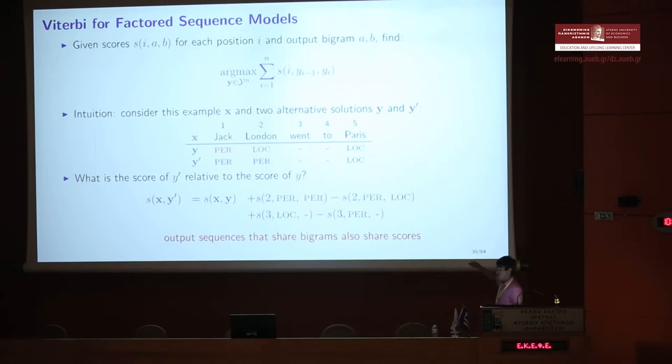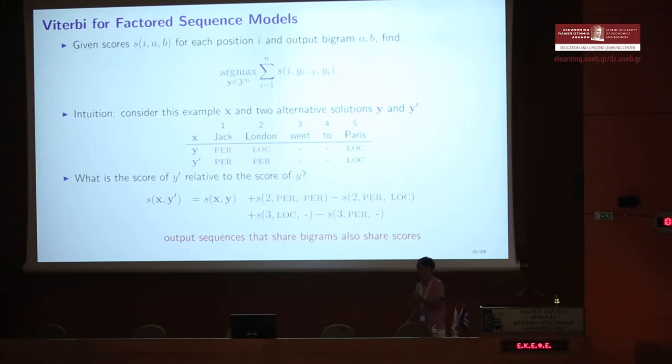So if I make one change, I only need to look at the locality, right? No matter how long this is, I don't need to look at that, right? Why? Because, say that there's a long history behind, I don't need to look at that. Why? Because precisely this is a factor model, okay? The score at a certain position only depends on the vicinity, on what we have in the factors.